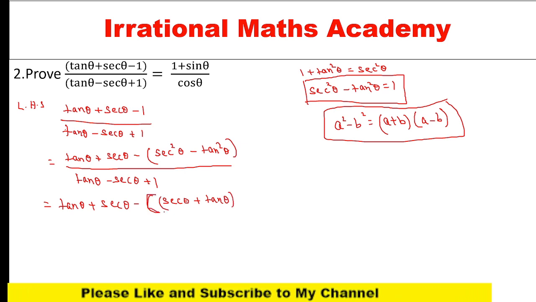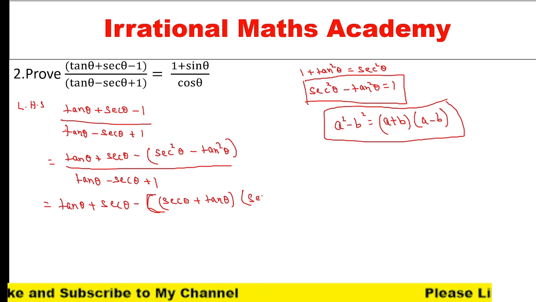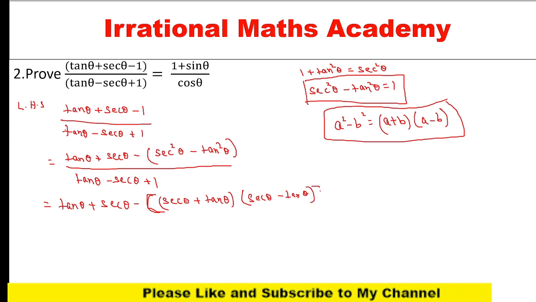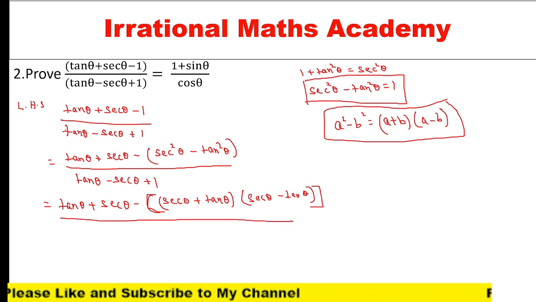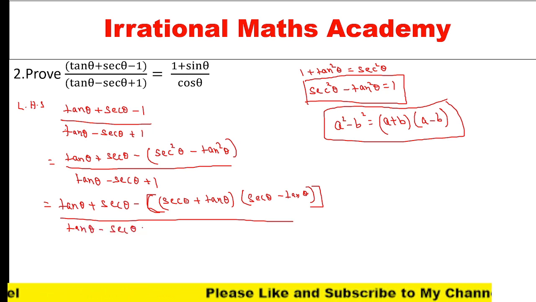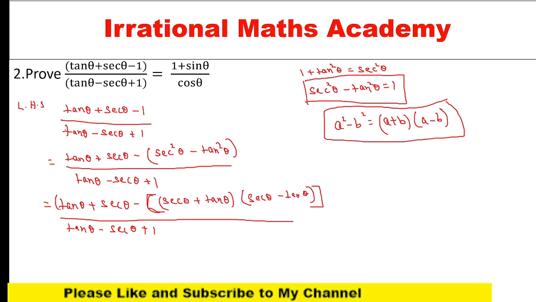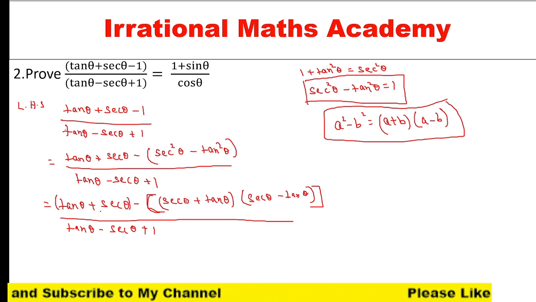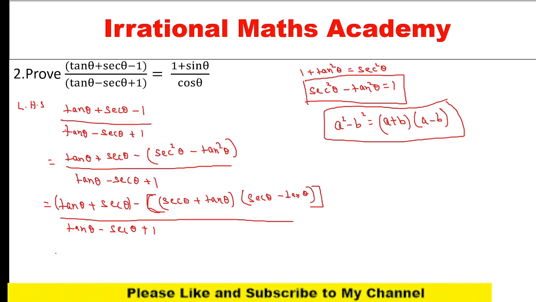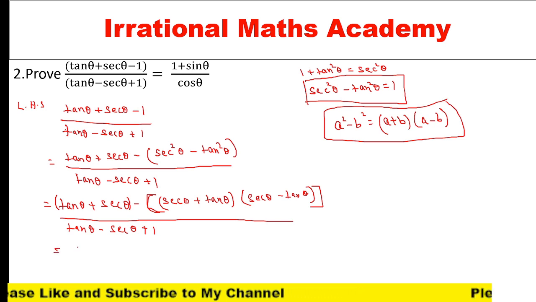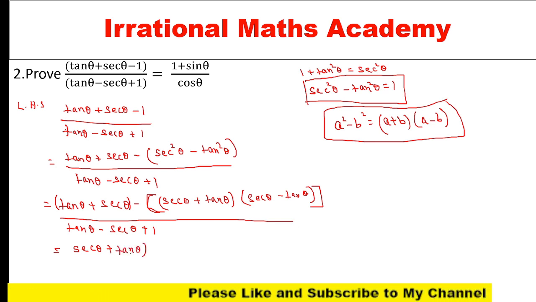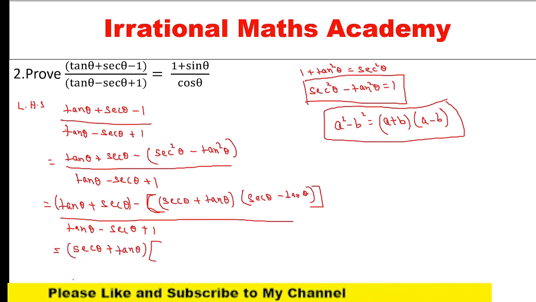into secant theta minus tan theta. Clear? Upon tan theta minus secant theta plus 1. So if you look here, I can take tan theta plus secant theta common. Here secant theta plus tan theta, both are the same only. So I can take secant theta plus tan theta common.